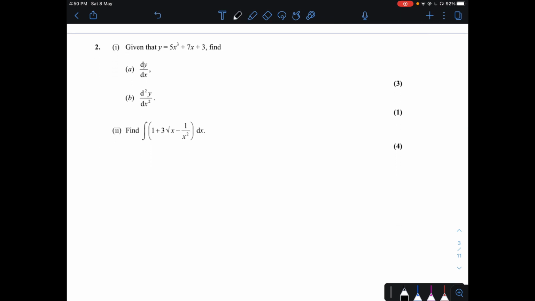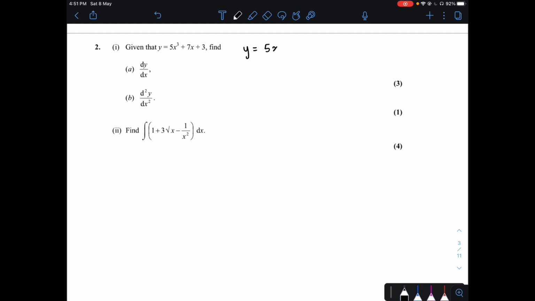Given that y equals 5x cubed plus 7x plus 3, find a) dy by dx, b) d squared y over dx squared, and part 2 asks for the integration of this expression. The first thing I notice here is that dy over dx is asking for the first differentiation.